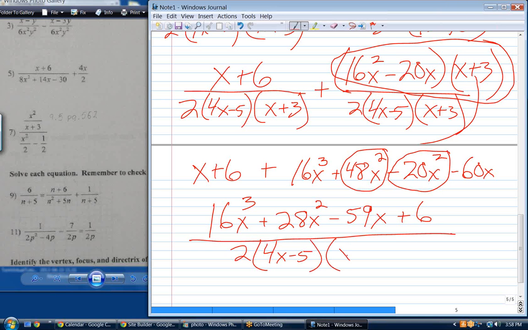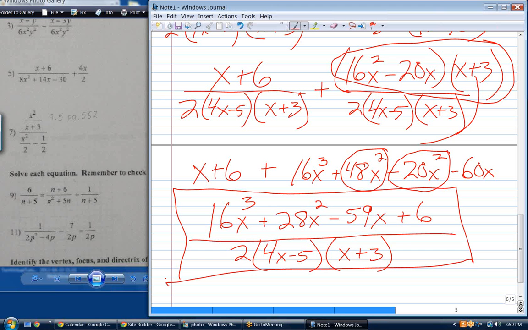There's not really any need to distribute this on the bottom. The only reason I distributed it on the top, I foiled it, was because I knew I was going to be able to simplify that 60x with this single x, which I did. But now that I have this, that's a perfectly fine answer. And I can't divide top and bottom by 2 because I have an odd number right there.